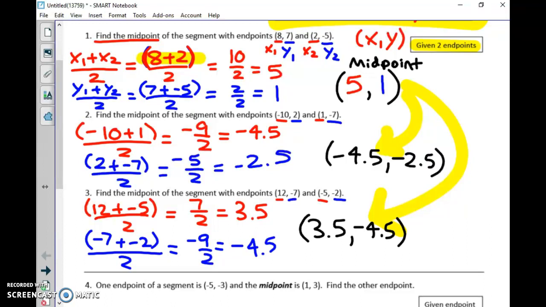Now, I want to stress something. At the top right of this screen, you see that this is only when you're given 2 endpoints, okay? So, if it says find the midpoint between these 2 points, that's assumed that they're endpoints. If it says they're endpoints, then they're endpoints. But number 4 and 5, I want us to notice the difference.